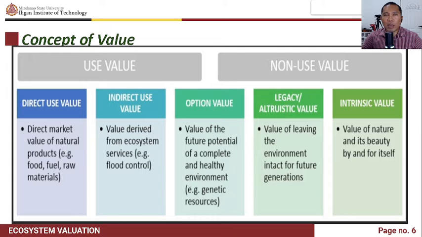So we can actually get those things and utilize them for our own satisfaction. Indirect use value is the value derived from the ecosystem services, like what I mentioned earlier: the regulation of water or flood control, climate regulation, as well as some other things. And the option value is the value of the future potential of a complete and healthy environment, like the genetic resources. Option means to say either we use it or not.